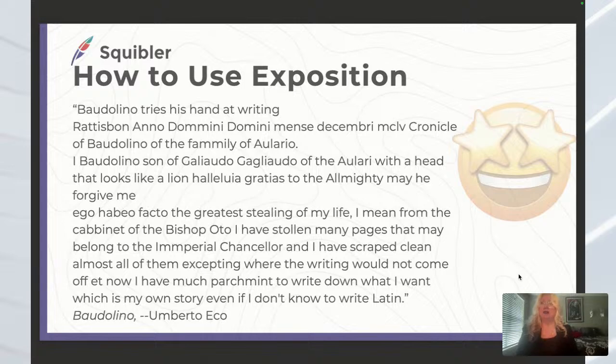So we know a lot about Baldolino just in this small paragraph, this small writing passage here. We know that he cannot write well. We know that he's making up the Latin, which is pretty humorous. We know that he has stolen some vellum from the bishop and he's scraped off the writing that's already on there so he can reuse it. So instead of being told that he's illiterate or mostly illiterate, that his narrative is questionable, Umberto Eco here is showing this to us instead of explaining that Baldolino may be an untrustworthy narrator.